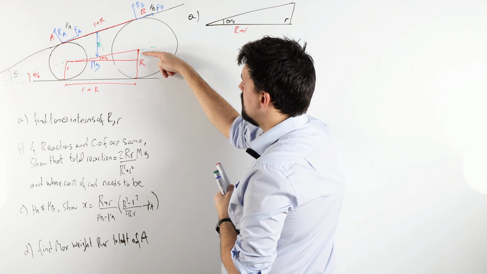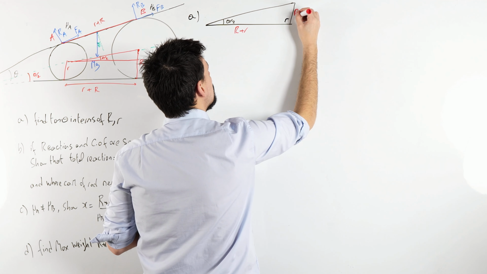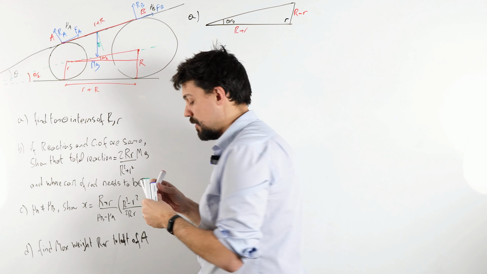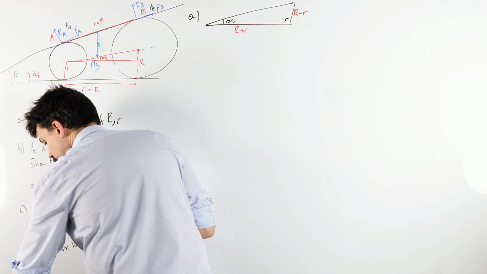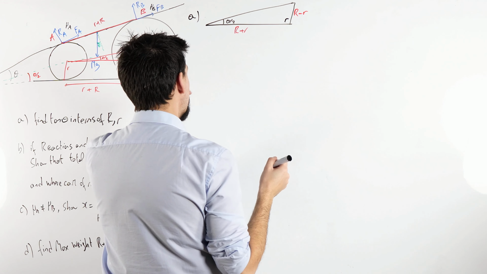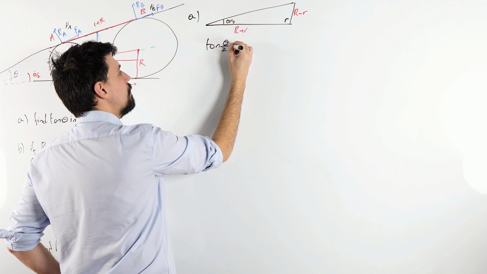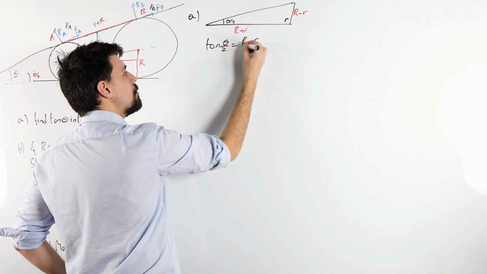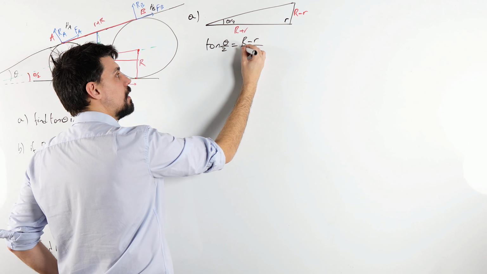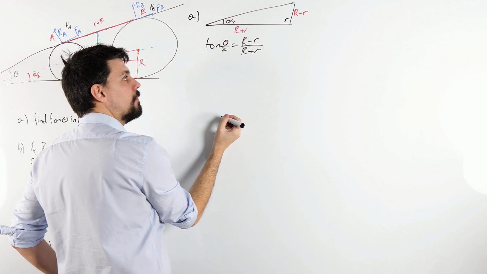Now, this distance up here, I hope you can see, is capital R minus lowercase r. Let's stop clutching that for dear life. And now we're up and running. Because what we can say is that tan of theta over 2, for this geometry to work, is capital R minus little r over capital R plus little r.